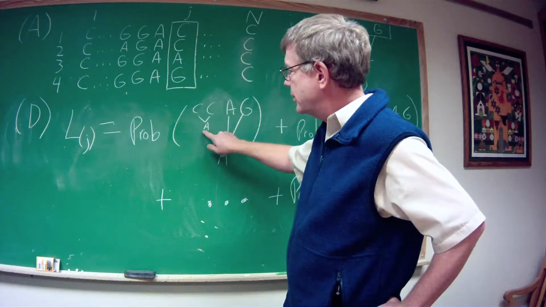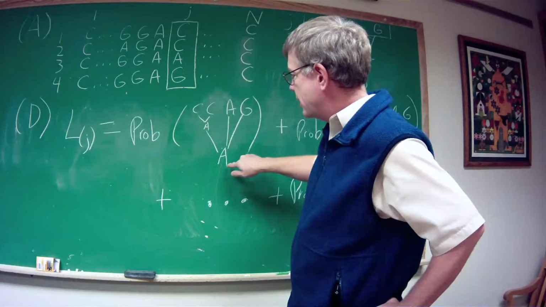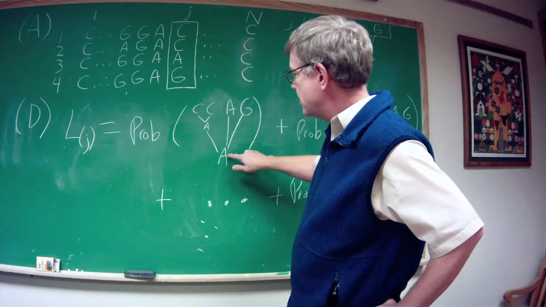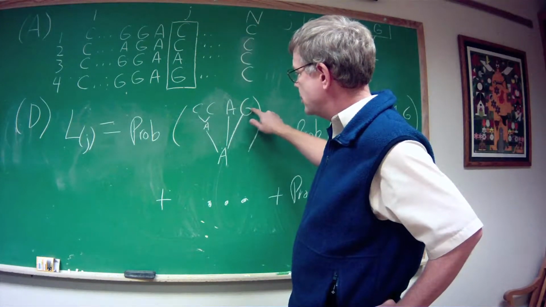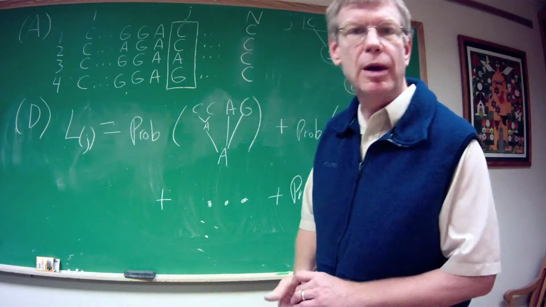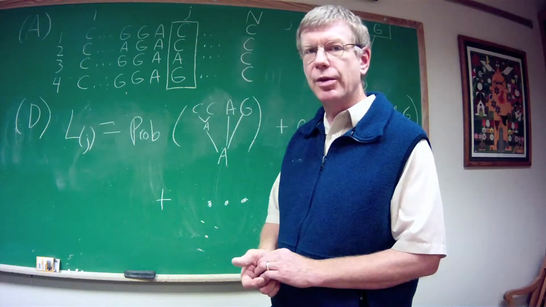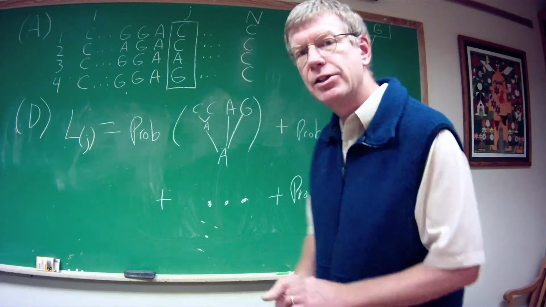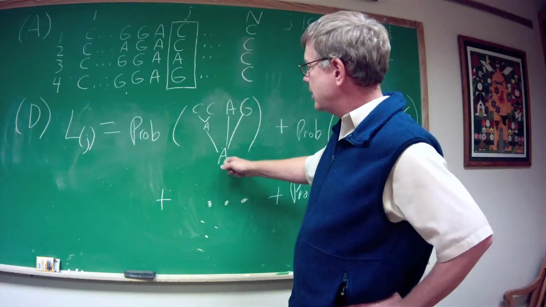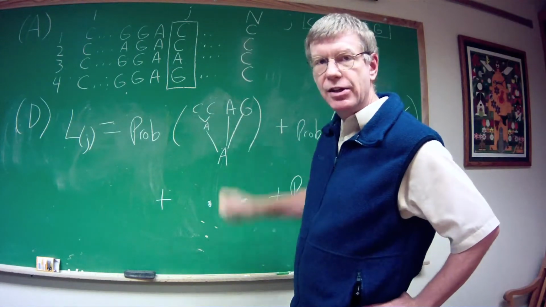on a branch length this long, and then changed to a C. And then on a branch this long, stayed an A, and here stayed an A until it changed to a G here. Okay? That's a probability that we can calculate, given that we have a model for substitution rates across these branch lengths.